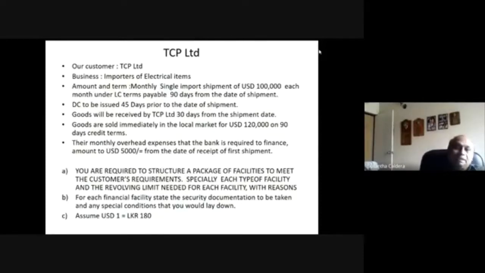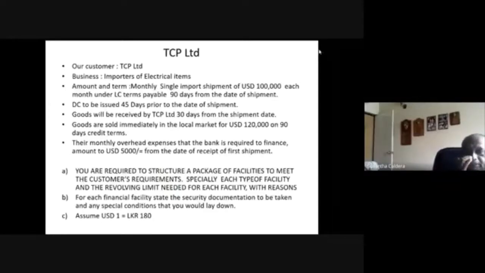In Japan, if it's coming from the USA. Right? Goods are sold immediately in the local market for 120,000 on 90 days credit terms. So they are selling the goods in the local market for 120,000, right? On 90 days credit terms. 100,000 again, they will sell it for 120,000, but they will get the money only after 90 days.